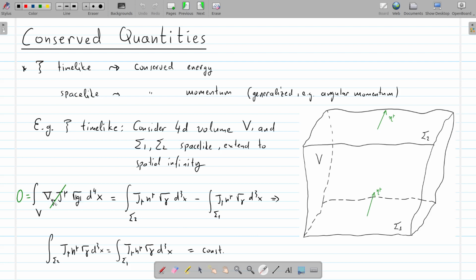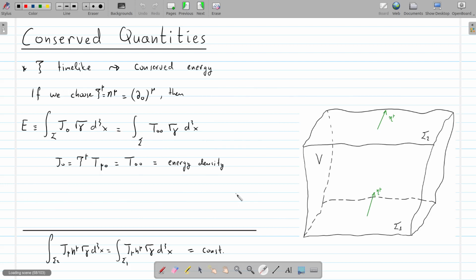Therefore, if the divergence of J mu vanishes, then this integral is equal to 0. Therefore, those two integrals over the surfaces sigma 2 and sigma 1 must be equal to each other. And this can be done for any volume V and for all space-like surfaces that can foliate space-time in such a way. So we have a conserved quantity, and we call this the energy on the space-like surface.